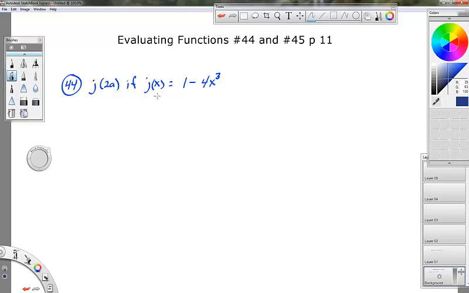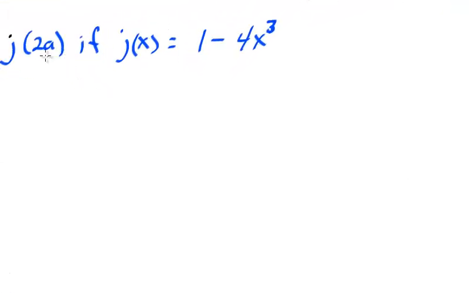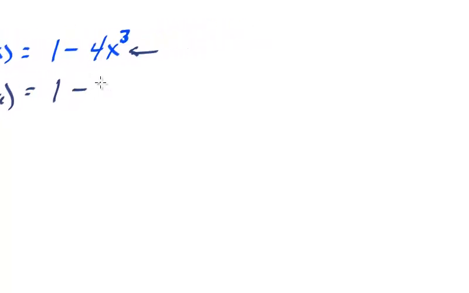Here we go. I am going to now evaluate this function and plug in 2a inside for this x right there. So watch. I'm going to do j of 2a, and that's going to equal 1 minus 4, and here we go, the 2a. And the exponent 3 is outside of the parenthesis. Please do that. Whenever you substitute anything into an equation, just that thing should be inside parentheses. That is the rule of thumb that you have to know.